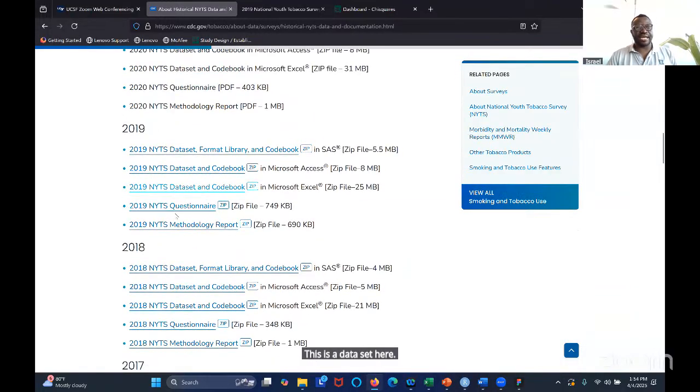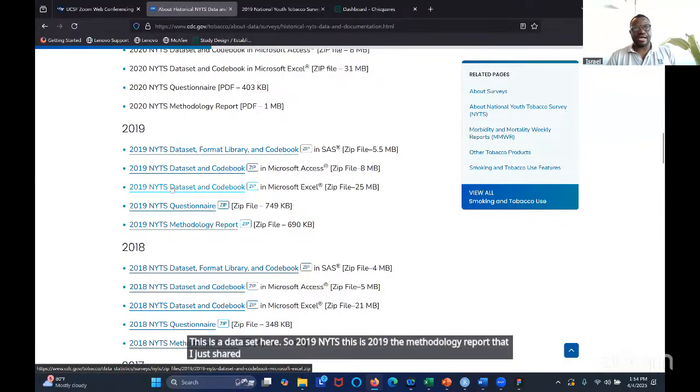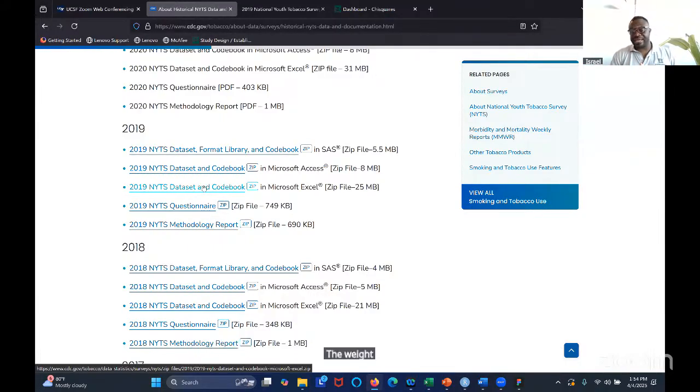So, the 2019 NYTS. This is the methodology report that I just shared. You might also want to download the data set and codebook and look at weights, right? I would like you to pay attention to three variables in the data set: the weight variable, the PSU variable, and the stratum variable, right?